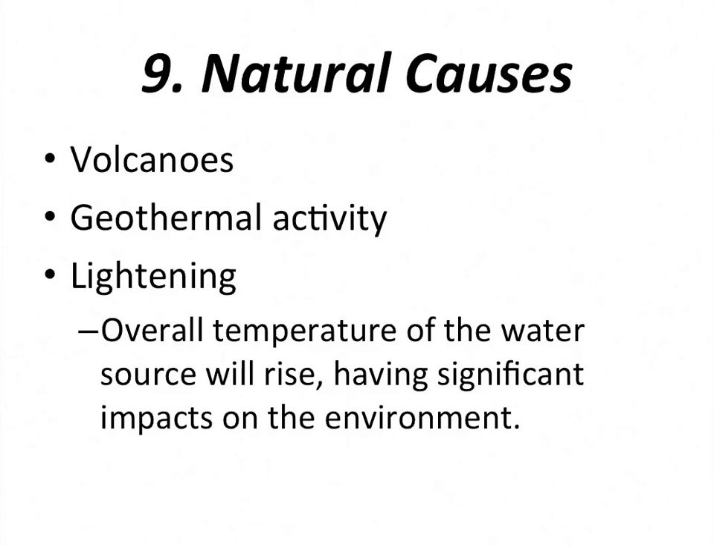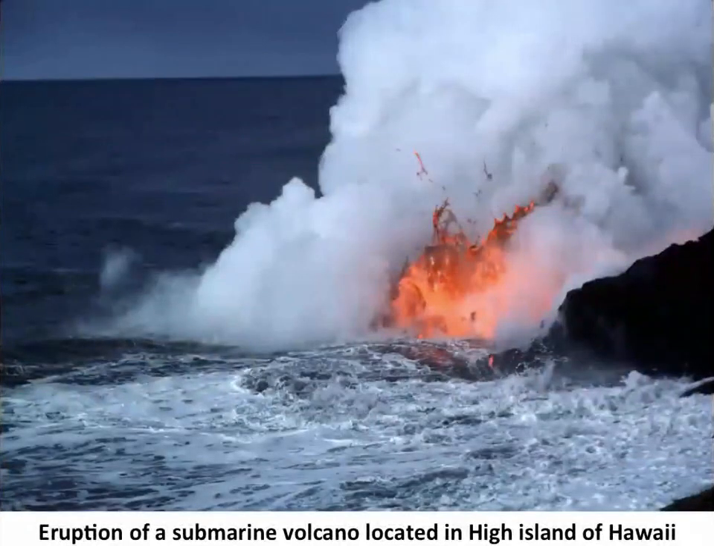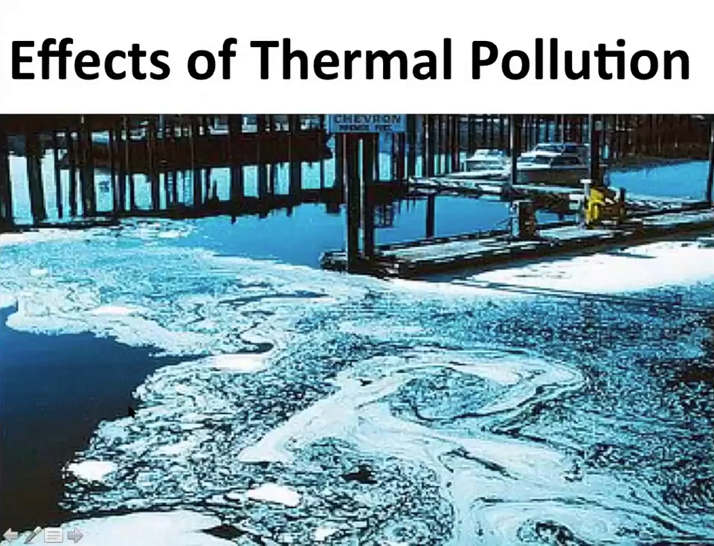So as a result of lightning and other natural causes, the overall temperature of the water source or any water body will rise. That will create a very harsh impact on our ecosystem. Like this, it is the eruption of a submarine volcano located near the big island of Hawaii. So you can imagine, if a volcano erupts, how much heat is produced in the water of a nearby ocean.